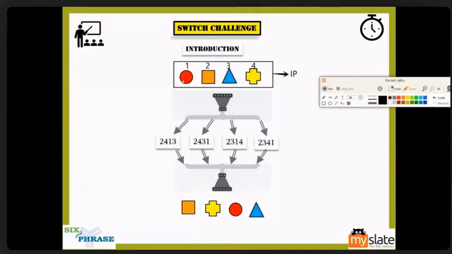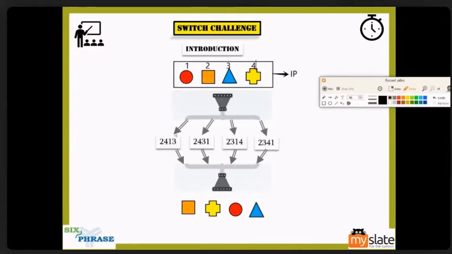Initially we have four: 1, 2, 3, 4. Now when all four get inside the funnel, it will choose any one of these four routes. So we have 2, 4, 1, 3. Let us say it chooses 2, 4, 1, 3. Now this 2 represents the second shape. What is the second shape? It is the square, right? So the second shape will move to the first space.